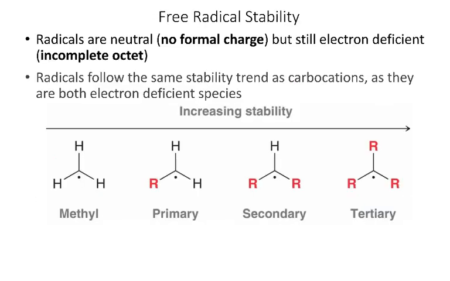So radicals are neutral. They don't have a positive or negative charge, but they're still electron deficient because they don't have a complete octet. And so radicals follow the same stability trend that we saw in carbocations, right? So methyl are the least stabilized, and as I go to primary, secondary, and tertiary radicals, they get more stable.